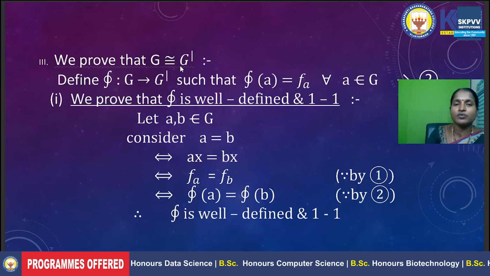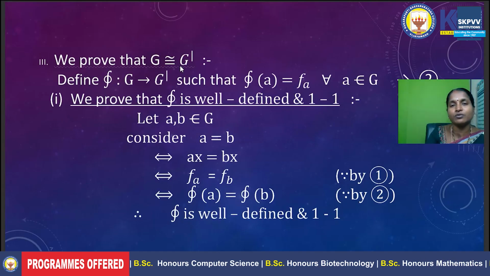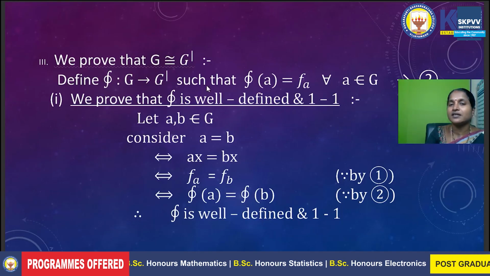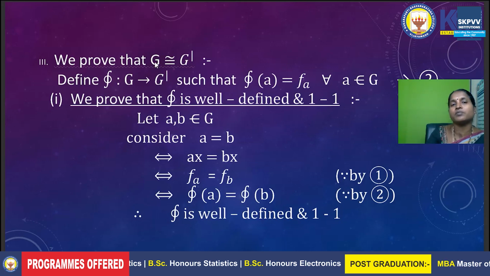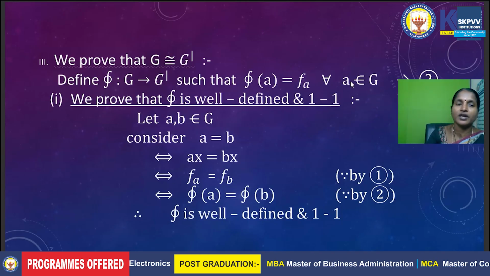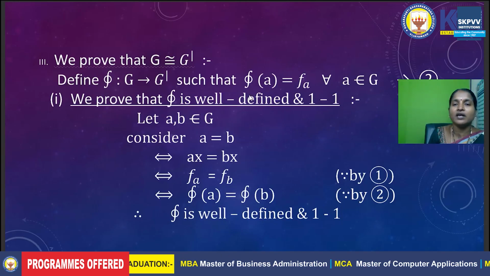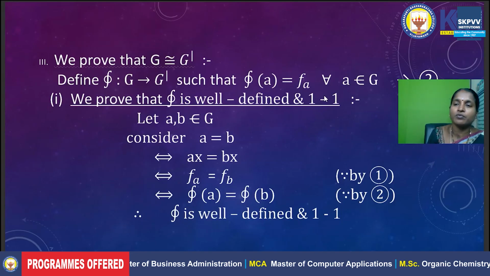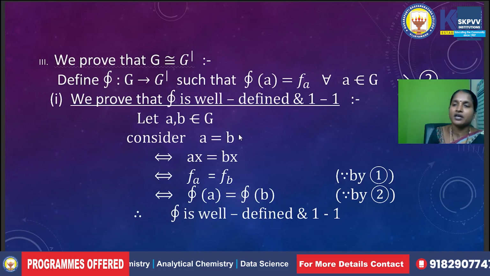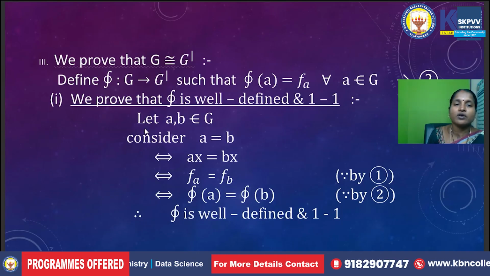Isomorphism means we prove well-defined, one-one, onto and homomorphism. Then we define a mapping phi from G to G dash, such that phi of a is equal to f_a for all a belonging to G. Now we prove that phi is well defined and one-one. Well defined means if a is equal to b, then phi of a is equal to phi of b. One-one means if phi of a is equal to phi of b, then a is equal to b.